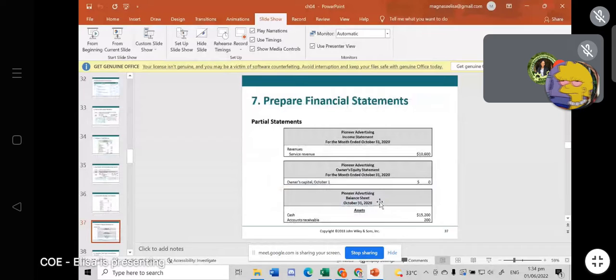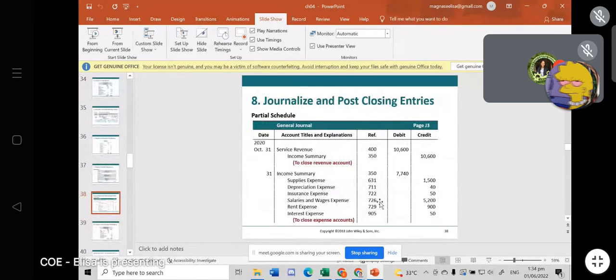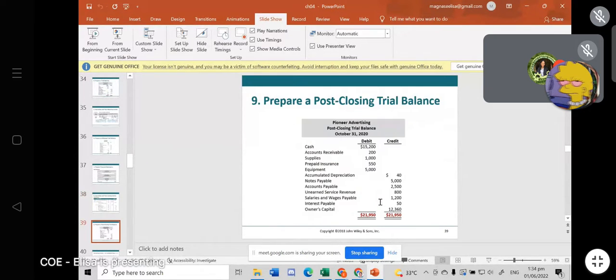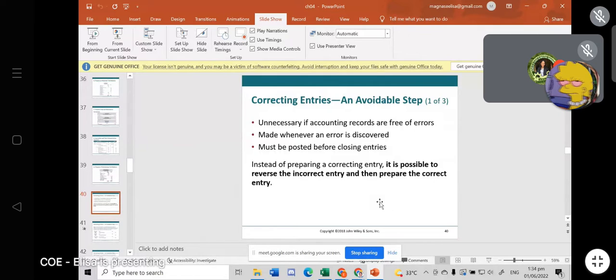You can always go back here to see the processes. Now, adjusting entries is different from correcting. Adjusting entries are necessary adjustments to bring your balances up to date. Prepayments and accruals are examples of adjusting entries.